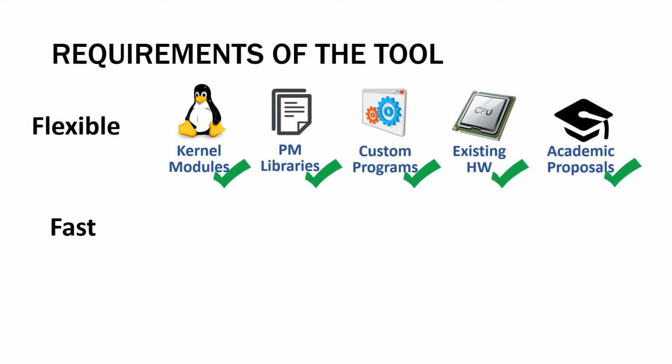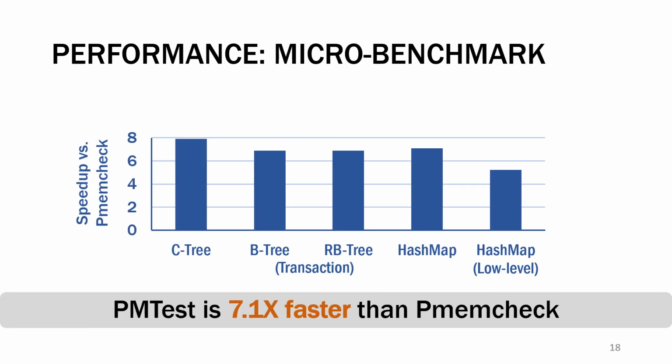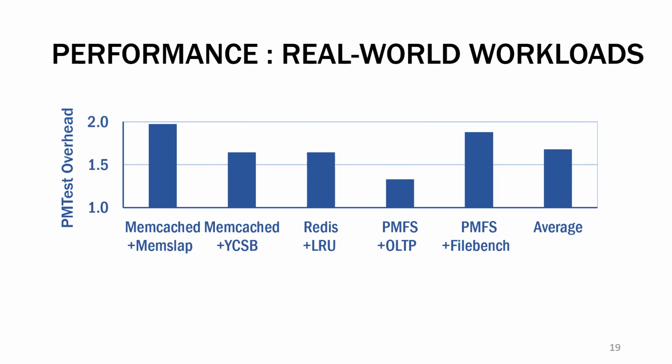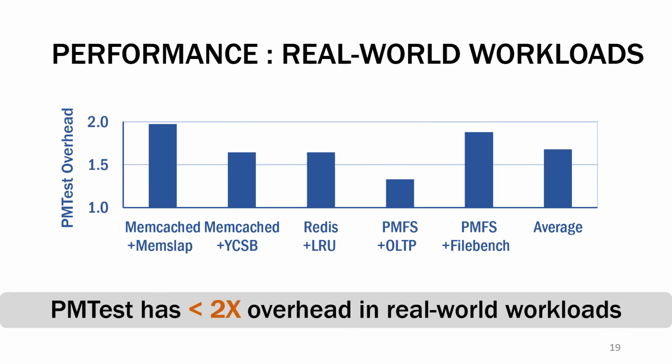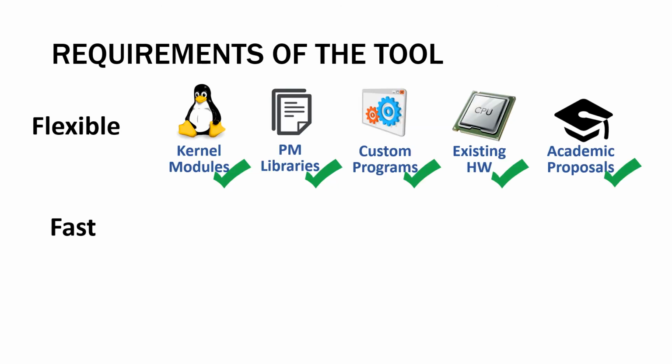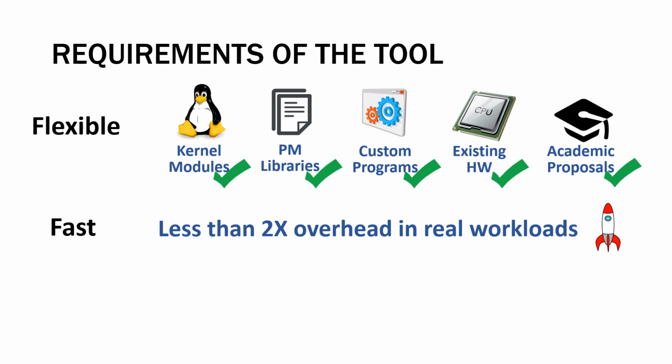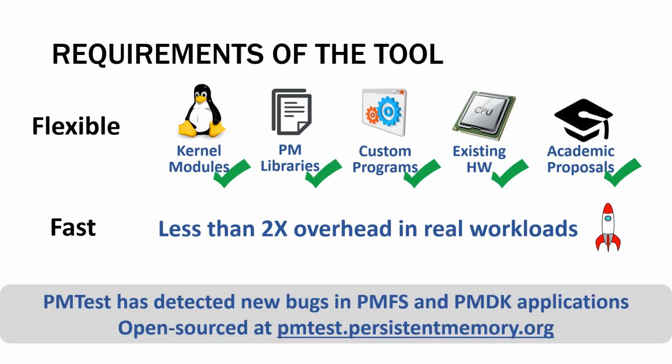PMTest is also fast. When testing micro-benchmarks from the PMDK library, PMTest is 7 times faster than Intel's testing tool, PMCheck. And when testing real-world workloads, the performance overhead from PMTest is less than 2x. So we conclude that PMTest is not only flexible, but also fast. We have detected new bugs in PMFS and PMDK applications using PMTest, and this tool is open sourced at the following link.